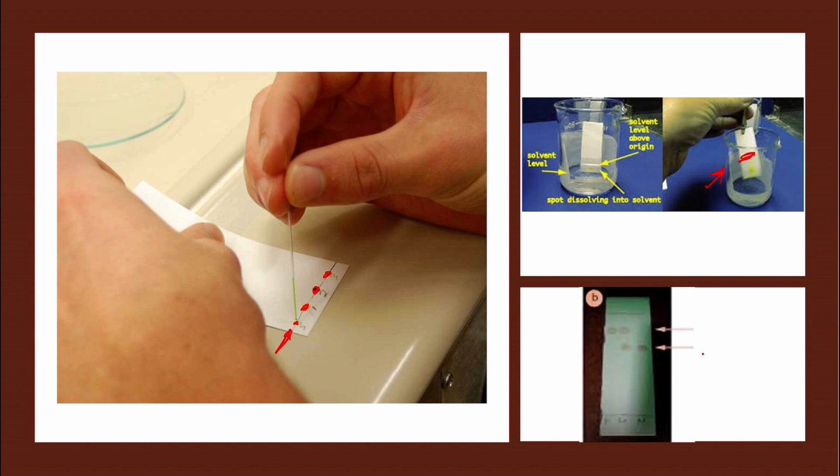You can now see that the different dyes have moved up the filter paper at different places, and if you have a mixture, the different components have been separated. So this is one spot for one component, and these are two spots for two different components in a mixture.